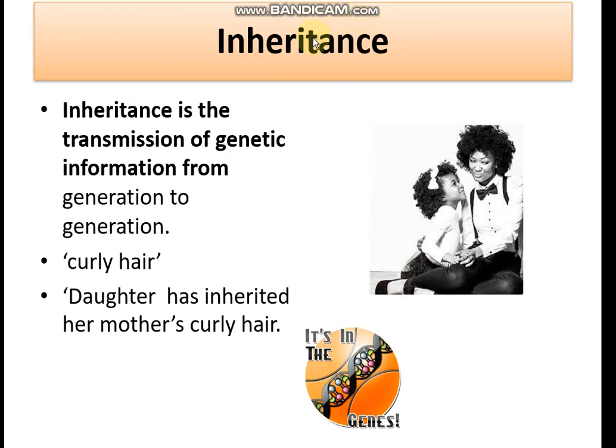Now, first we need to understand what the word inheritance means. Inheritance means transmission of characteristics from one generation to another generation. Like in this diagram, you can see that the mother possesses curly hair and has passed on this characteristic to the daughter, and the daughter also has curly hair, and all this is because of inheritance.